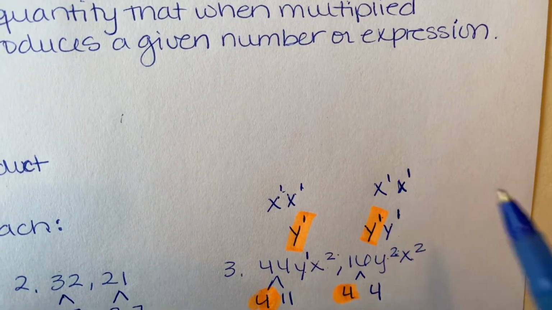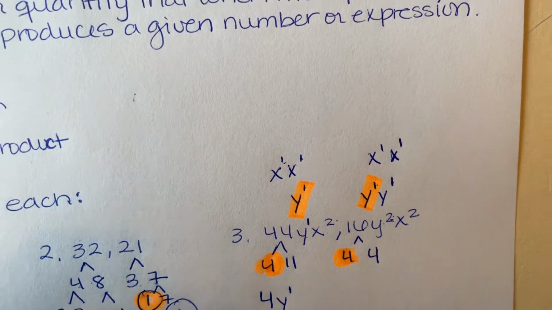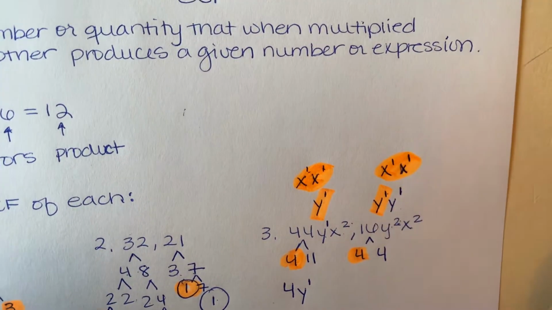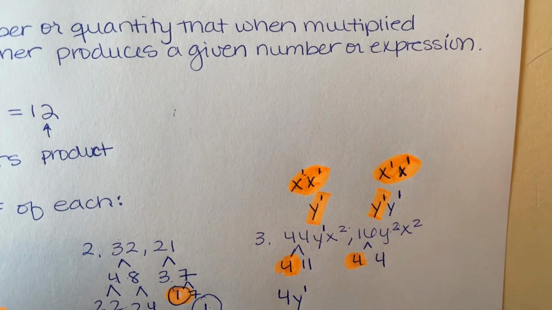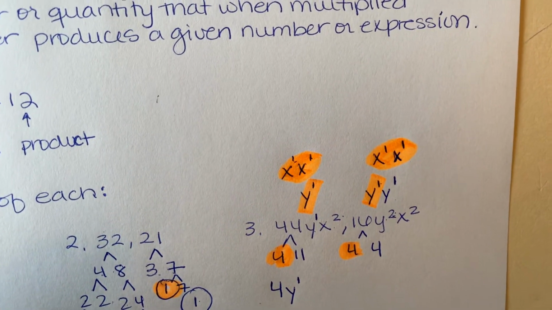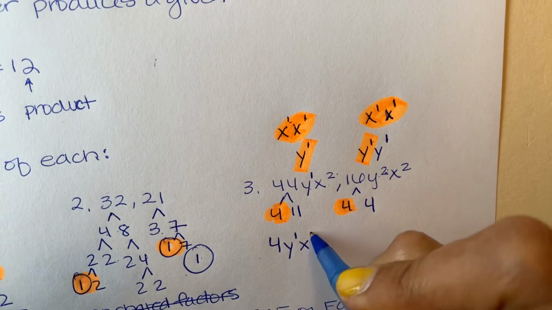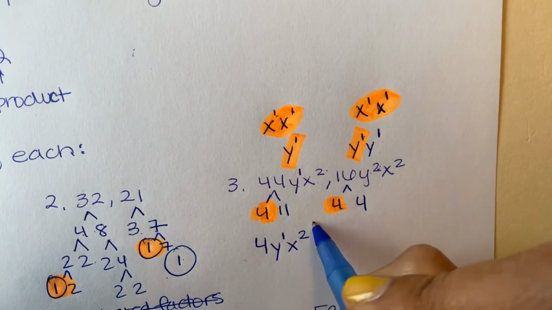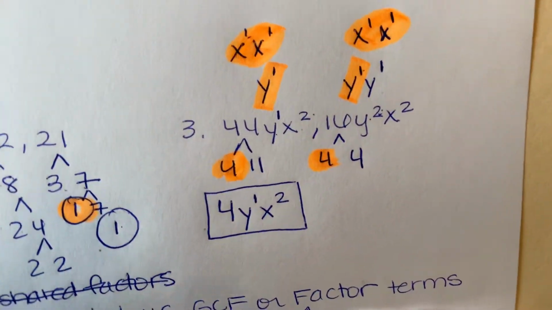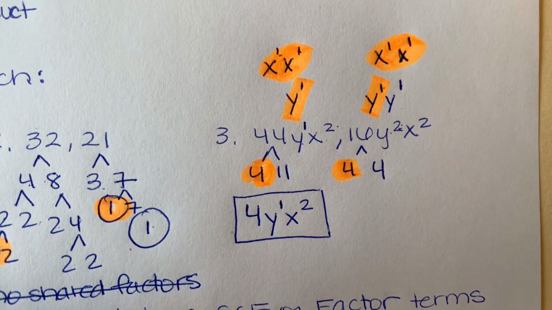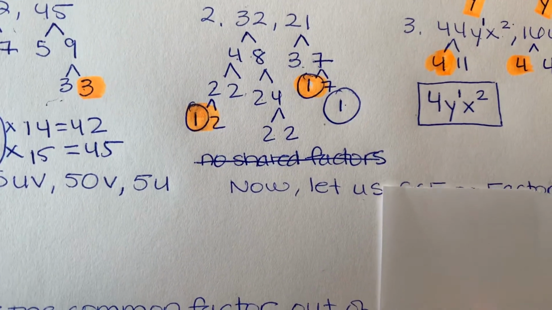So how many x's are shared? In this case, it's both of them. They both have the exact same number of x's, and so my factor is x squared. And so my GCF is 4yx squared. So you're trying to identify what they have in common.